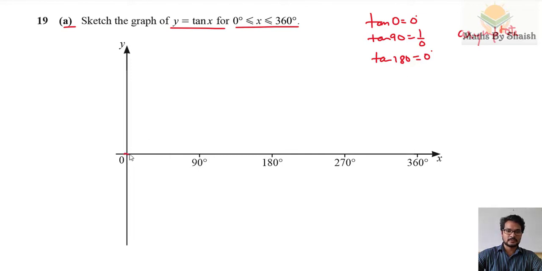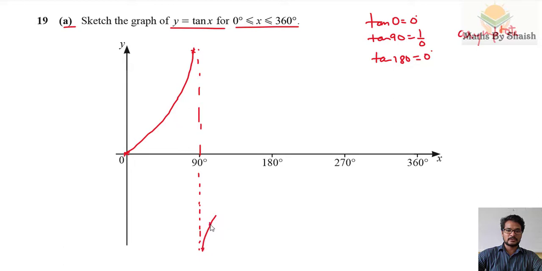So we can mark these points. This is 0, and at 90, let's say, it would come somewhere here, because this is going to meet at infinity. So first part would be this, and since it is an asymptote, we will not get any continuous curve. So the next curve will start from below, from minus infinity, and we will go till there.